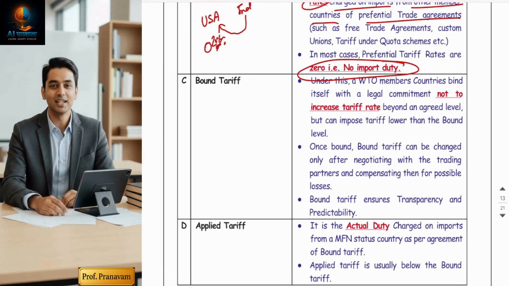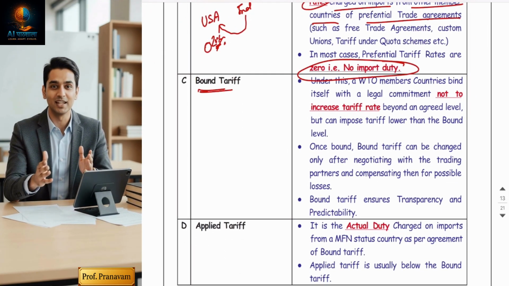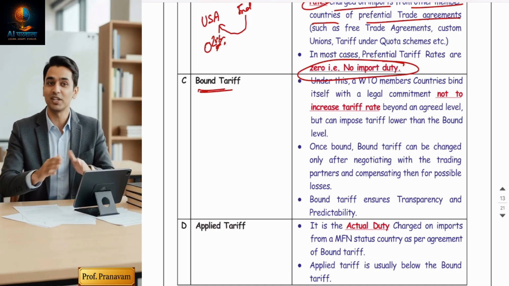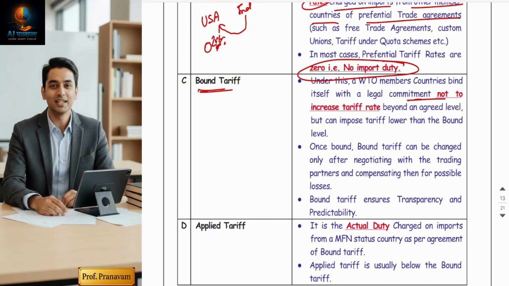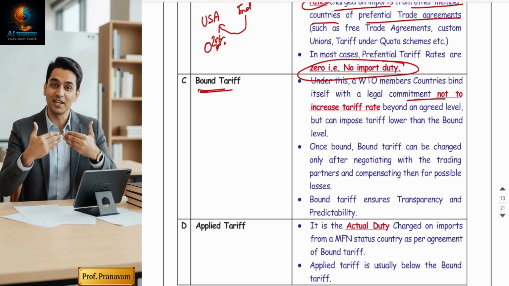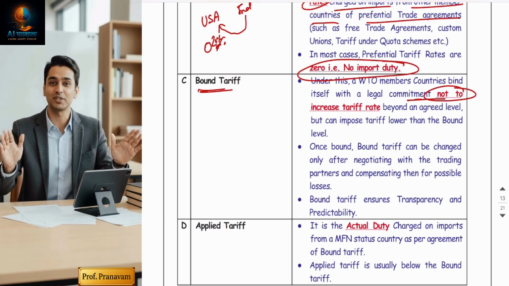Next is bound tariff. Guys, bound tariff is a maximum tariff a country commits to charge to other WTO members. Okay. Now, this is under WTO member countries.